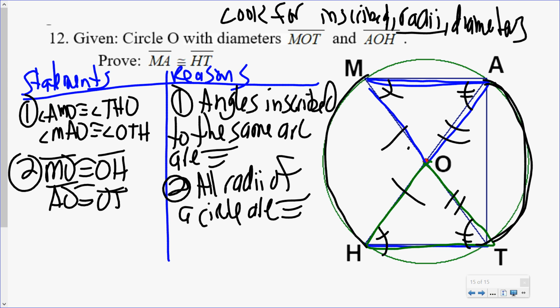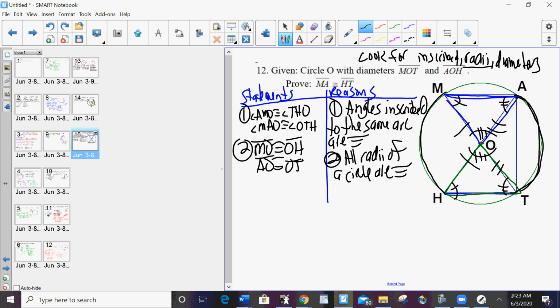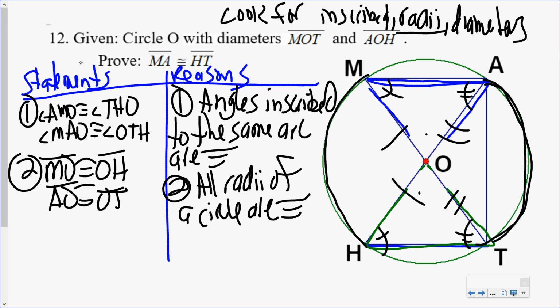In fact, I could also do vertical angles here, but I'm not going to put that in because I already have everything I need, so let's just erase that. Again, it's not wrong to do that. I just don't need it. I have enough already. So now I can state the triangles are congruent. Also, by the way, instead of saying MO is congruent to OH, you could have said MO is congruent to OT. Either way is fine.